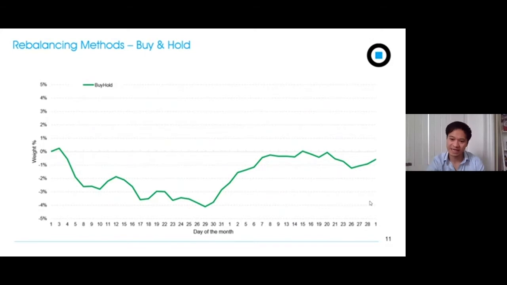What you see here is the equity allocation in a 60-40 portfolio. The y-axis is its weight in stocks relative to its target weight. So the target weight in this example is 60%. The green line is a buy and hold approach, so no rebalancing. The equity allocation moves around its target as asset prices move through time.